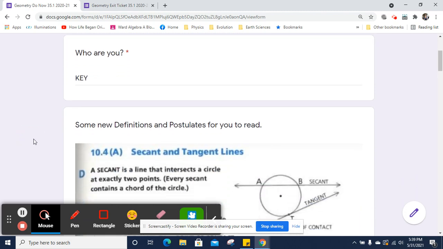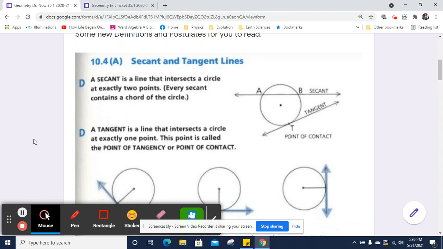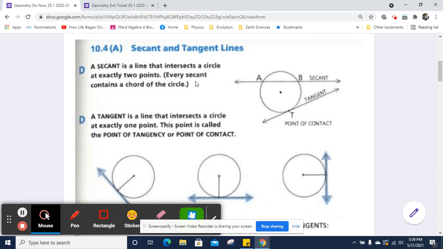So there are some new definitions and postulates for you to check out. Let's take a moment on those. A couple of new words: a secant and a tangent. A secant is a line that intersects a circle at exactly 2 points. A secant will have an external and an internal portion.